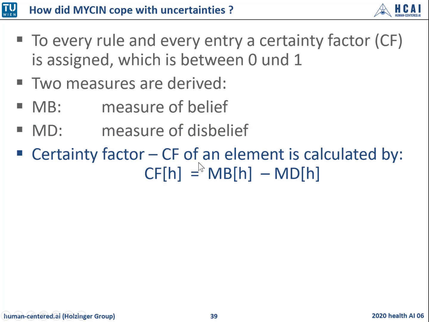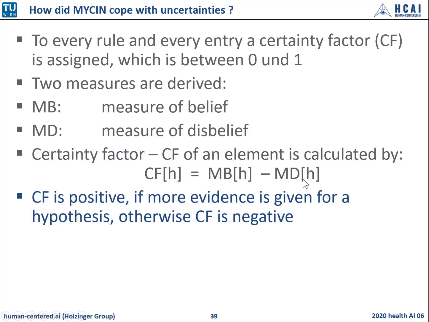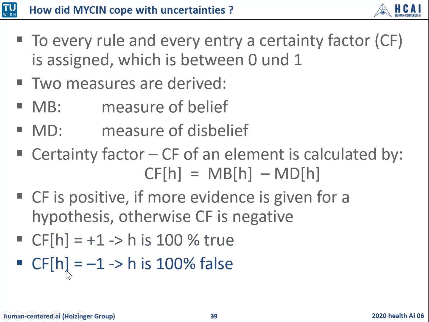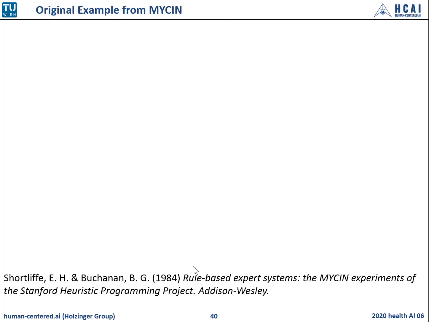And the certainty factor is then calculated as CF of H, the hypothesis, is the measure of belief of the hypothesis minus the measure of disbelief of the hypothesis. If this certainty factor is positive, then there is more evidence for the hypothesis, otherwise the CF is negative. That means if the certainty factor of a hypothesis H is +1, the hypothesis is 100% true. If CF of H is -1, the hypothesis is 100% false. So this is really very good and was the first of its time.